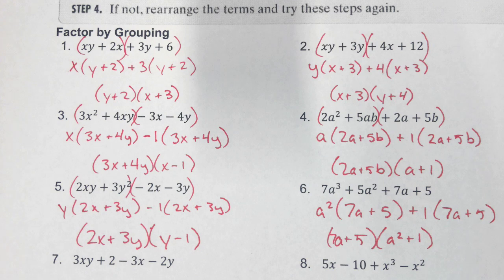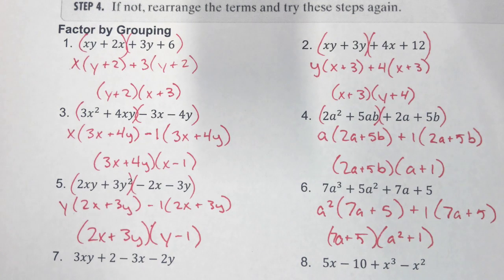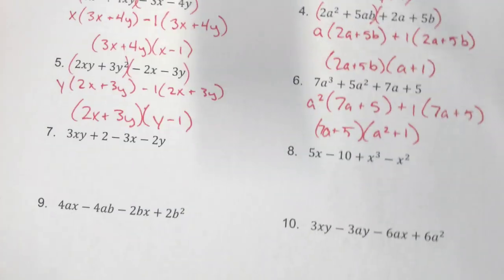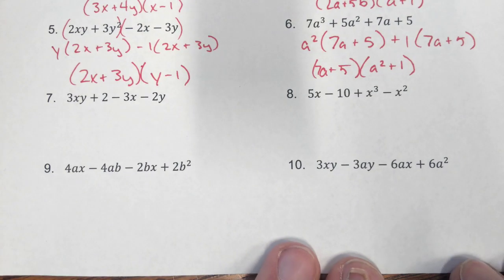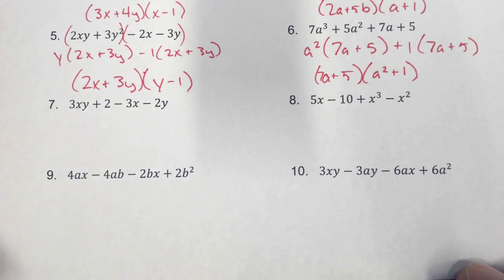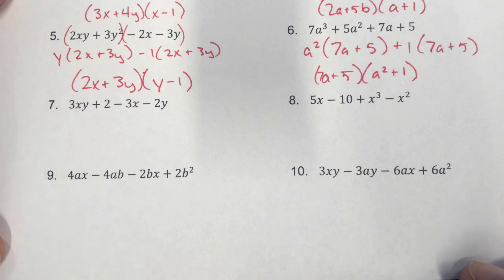Okay, you can see my answers here. 2x plus 3y times y minus 1, and 7a plus 5 times a squared plus 1. So hopefully you got those. All right, let's look at these last 4 problems and see if there's anything going on with them.